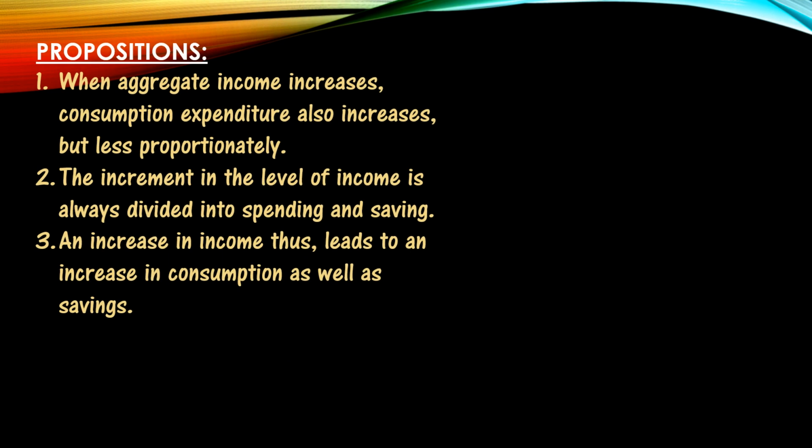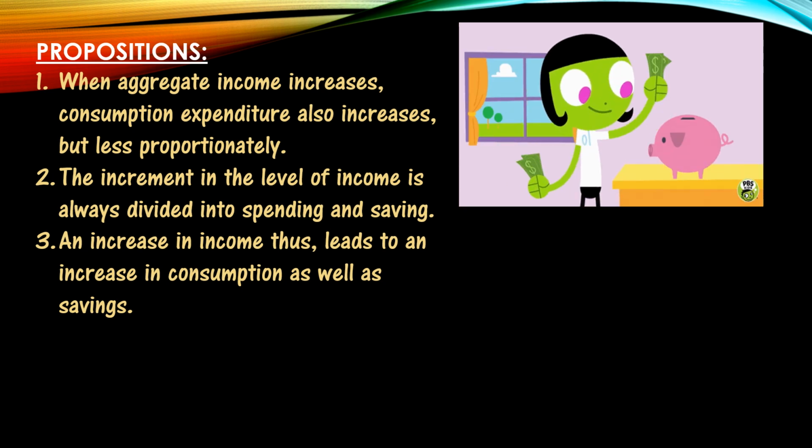Moving on. Propositions of this law are as follows. When the aggregate income increases, the consumption expenditure also increases, but less proportionately. This is the same point we discussed in the previous slide as well. If there is an increase in income by 50%, the consumption expenditure will increase, but by less than 50%, not more than 50% and not equal to 50%. The second proposition is that when there is an increment in the level of income, it is divided into both spending and saving, and when there is an increase in income, both the components, consumption and savings, increase simultaneously.